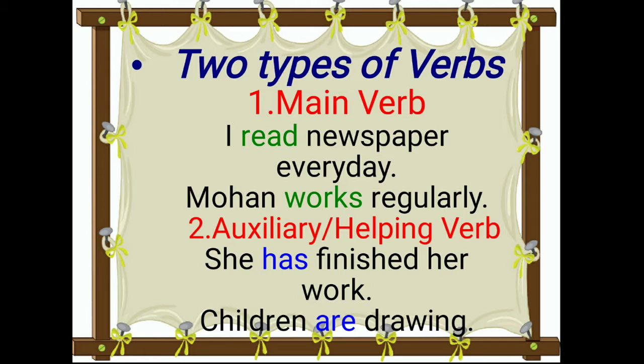Let's have a look at the examples of auxiliary or helping verbs. First one, she has finished her work. Here has is the helping verb and finished is the main verb. Let's go to the next example. Children are drawing. Here are is the helping verb and drawing is the main verb.